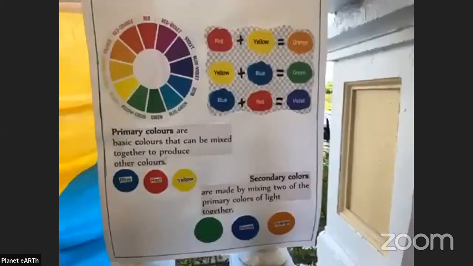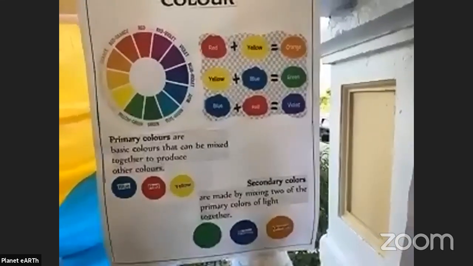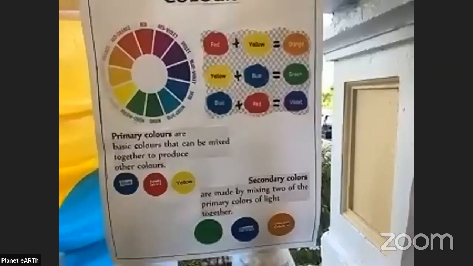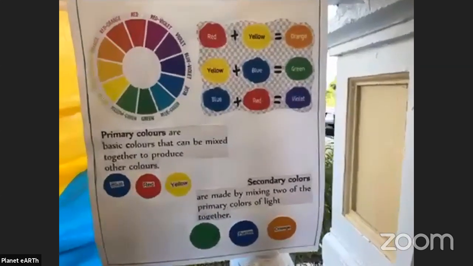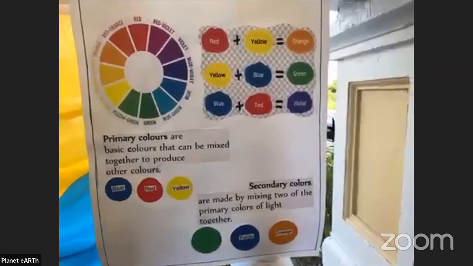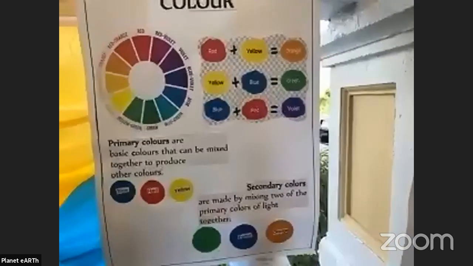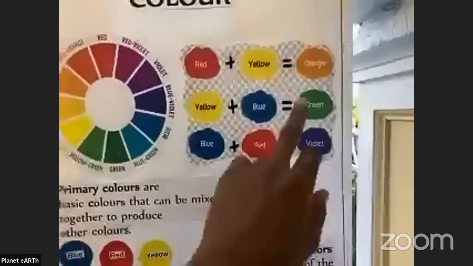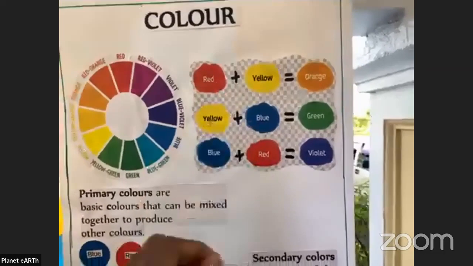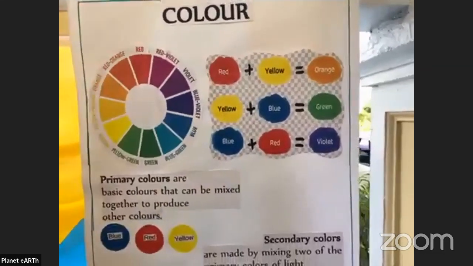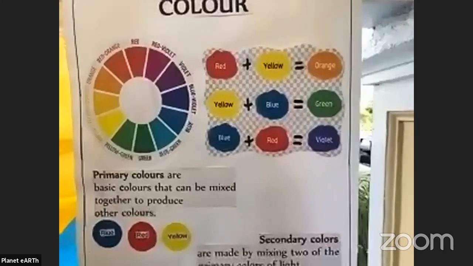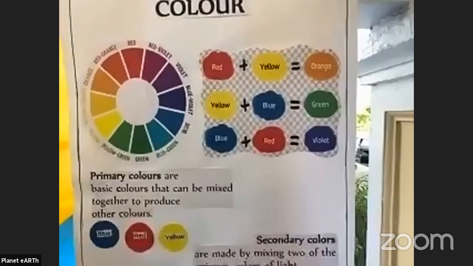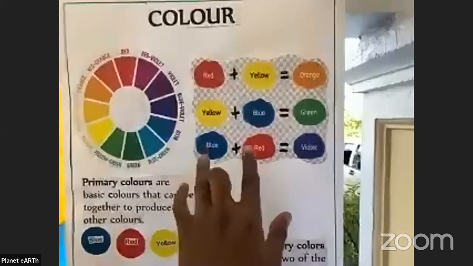Could you explain the difference between primary colors, secondary colors, and tertiary colors? Yes. So primary colors are the basic colors that can be used to produce other colors. The primary colors are blue, red, and yellow. And secondary colors are colors created by adding equal amounts of the two primary colors together.